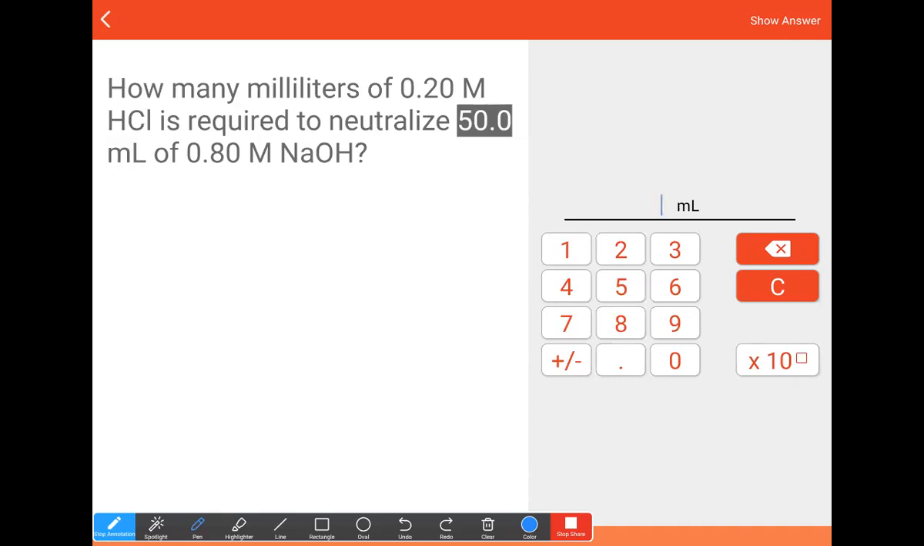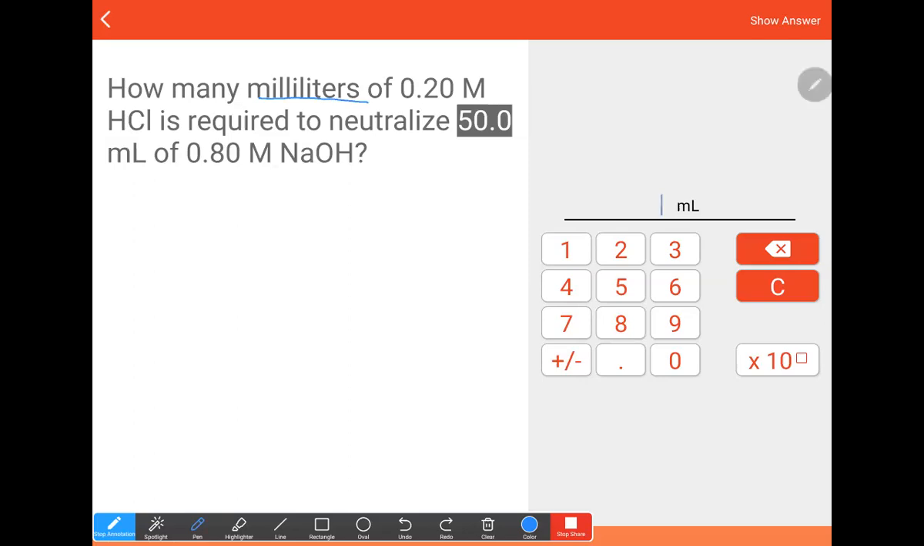But let's look at this. A lot of times you're going to have to deal with converting milliliters to liters and solving for moles. So this question asks, how many milliliters of 0.2 molar HCl is required to neutralize 50 milliliters of 0.8 molar NaOH? So NaOH is what we have, say, in the beaker. HCl is what we're adding through the burette.